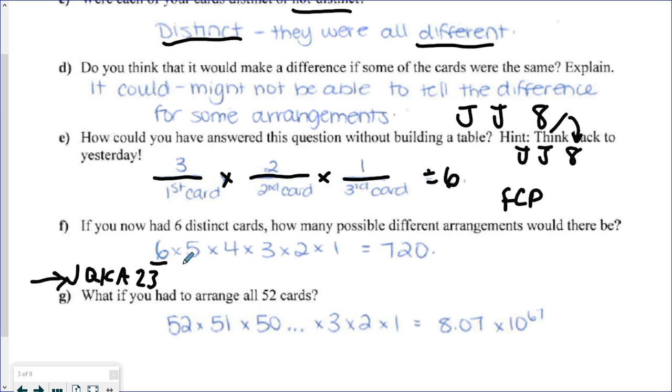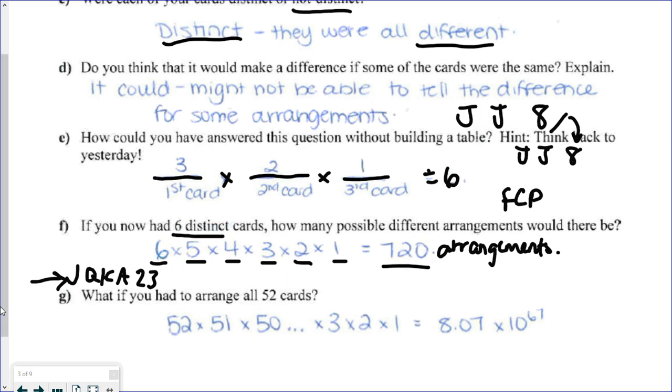So you'd probably want to be using your fundamental counting principle. If we have 6 cards, any of the 6 can be in the first position. Then after that, any of the remaining 5 can be in the second position. Then any of the remaining 4 can be in the third, fourth, fifth, and sixth. So there's actually 720 arrangements in an example where we have 6 different cards.